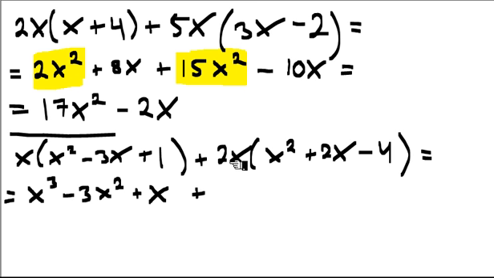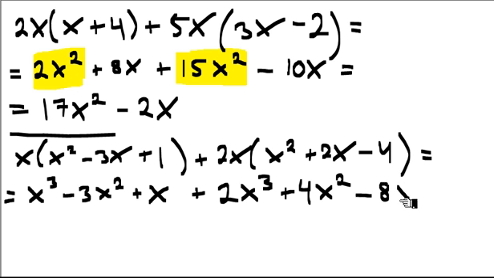Then we have 2x times x2. It's going to be 2 times x, and this is x times x. It's going to be 2x times x times x is going to be x3. 2x times 2x is going to be 4. X times x is x2. 2x times minus 4 is going to be minus 8x.